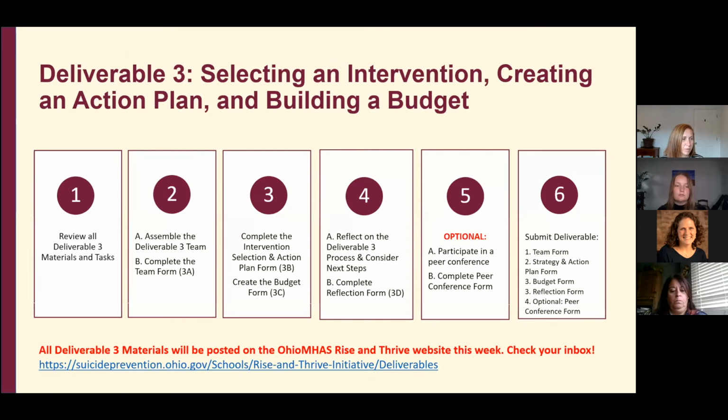So deliverable 3, same process as before. Ask you to review everything, assemble your team, complete the team form, and then the core deliverable this time is intervention selection and action plan form. And then there's also the budget and budget justification. So those should go together well, that as you're planning what your intervention is going to be, you'll also be planning your budget and submitting that. And then of course, reflecting on those deliverables.